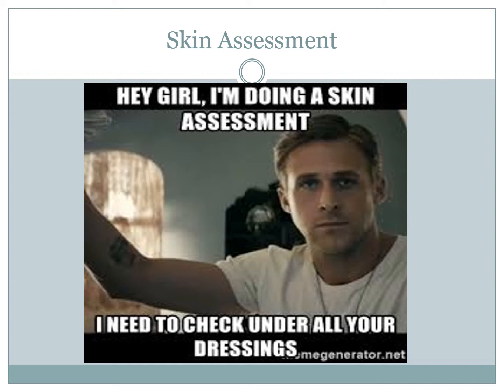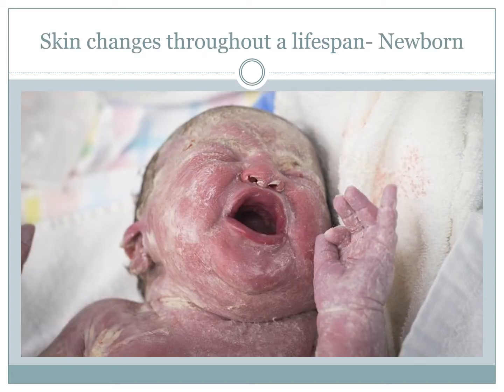So what we'll start with is we'll look at the normal changes throughout the lifespan. We'll start with the acutest and somewhat most difficult lifespan, and that is the newborn skin. Newborn skin is unique in a lot of ways, and it's not really hard to see why. When a baby first comes out, it's covered with vernix. That's what you're seeing on the picture in front of you.